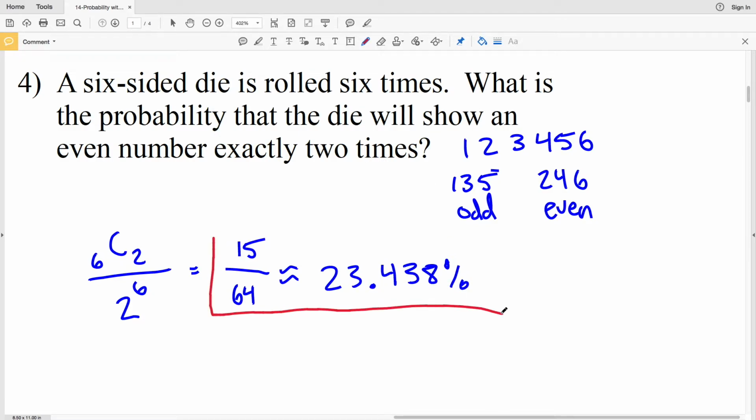23.438%. And again, we were able to do 2 to the 6th different possibilities because we looked at the die as opposed to 6 separate individual numbers. We looked at it as 2 groups of numbers, odd or even. That's why the base with our exponent was 2 for the 2 different choices.